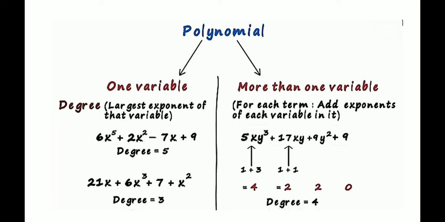Similarly, for the second term, it is 1 plus 1, 2. Third term, you can see the exponent of y is 2. The last term is a constant term, so here the exponent of the variable is 0. So if you compare all the numbers, you will find that the highest exponent is 4. So the degree is 4.